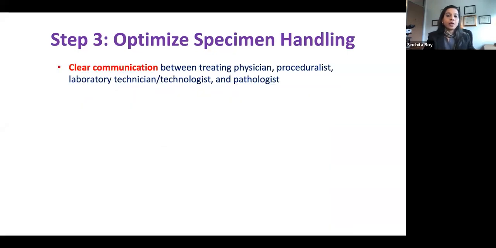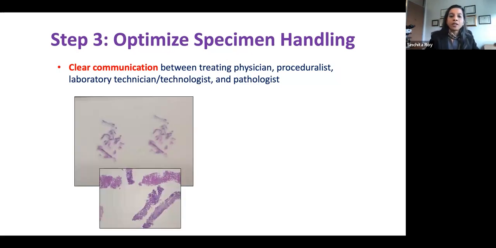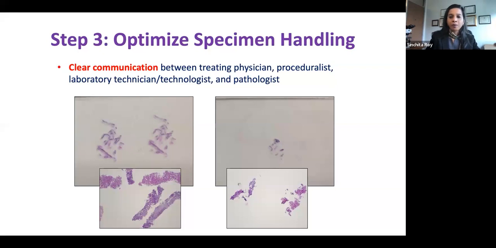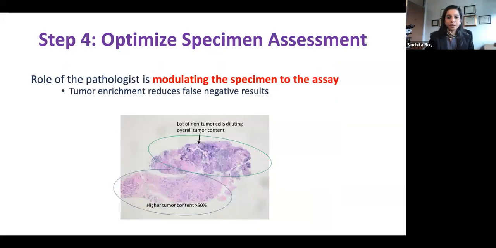Because the last thing you want is to lack clear communication between all of those stakeholders. You don't want a situation where you have a block that was collected with plenty of material, but then you recut that block for biomarker studies, and all you have is a tiny little piece of tissue. So that communication between whoever's ordering the test and doing the procedure and whoever's doing the downstream processing needs to be there.